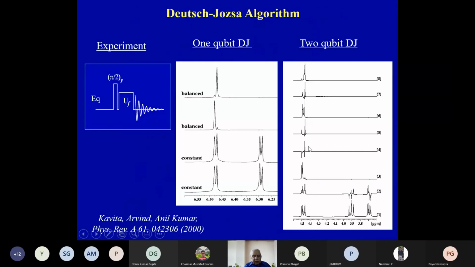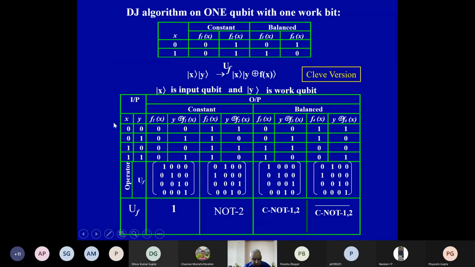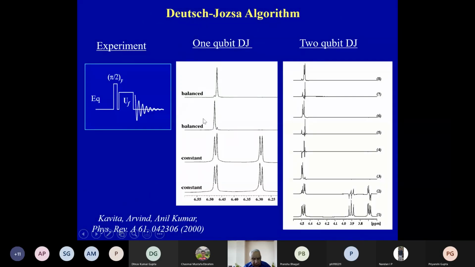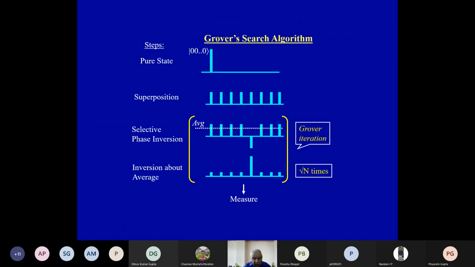Here is the DJ algorithm. 1-qubit DJ has two constant functions. So you start from equilibrium, apply a 90-degree pulse, and then apply a UF, the UF that I mentioned in this slide. These UFs, okay. And so you get two balanced functions and two constant functions. 2-qubit DJ has two constant functions and six balanced functions. It's a 2-qubit DJ.